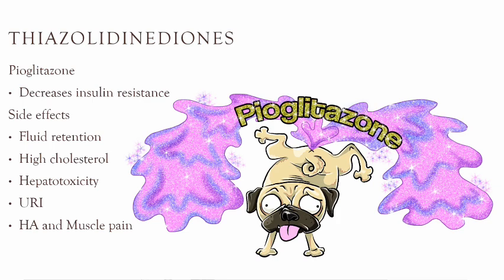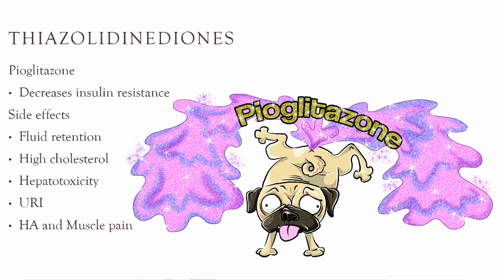Thiazolidinediones. The prototype for this class is pioglitazone. What this medication does is decreases our resistance to insulin, so it helps us utilize our insulin in our body a little more effectively. Of course, this medication can also cause the blood sugar in our body to go lower, but other side effects with this medication include fluid retention, high cholesterol, liver toxicity, upper respiratory infections, and headache and muscle pain.